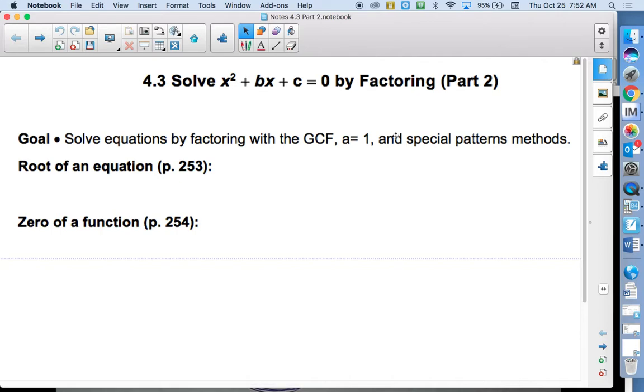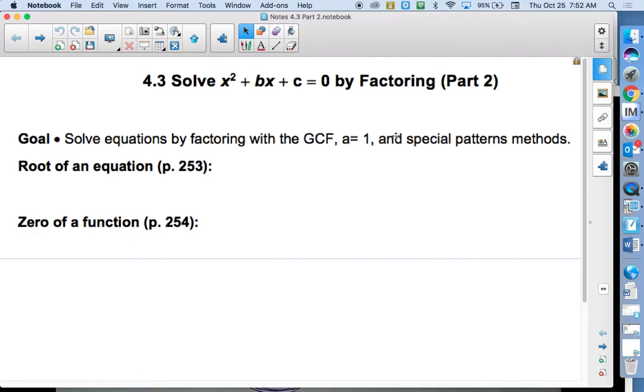Why can't x just find itself, right? Why do we always have to find x? But we're going to see if we can find x today with this x squared plus bx plus c form by setting it equal to 0 and thinking about these two different questions. So we have a root of an equation versus a 0 of a function.